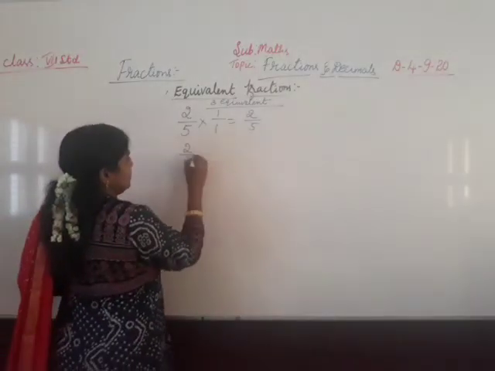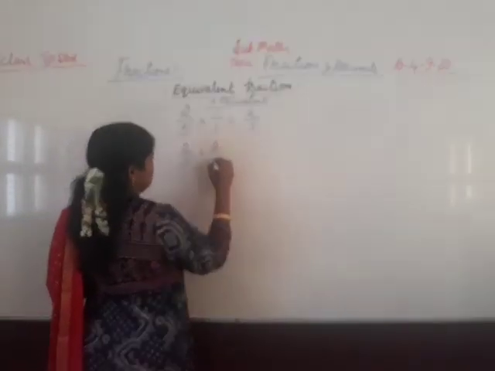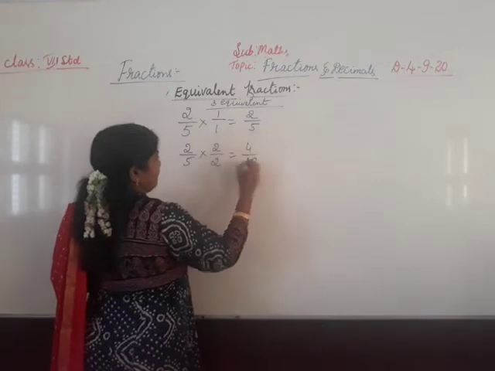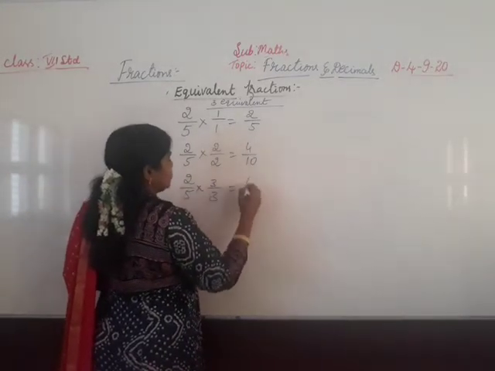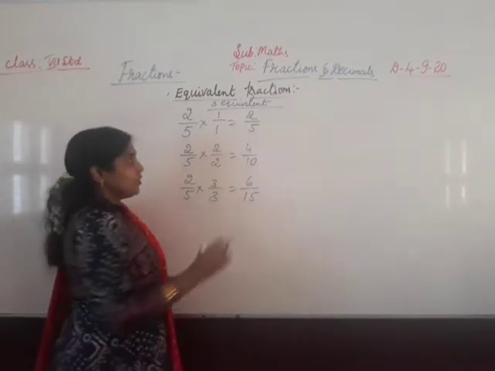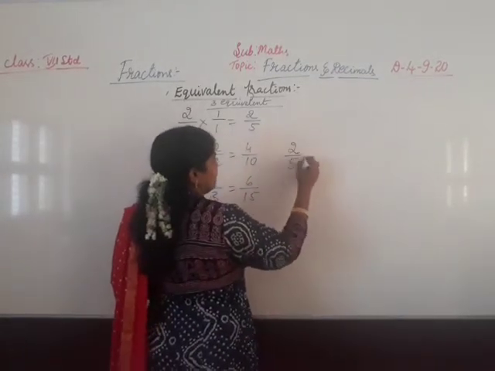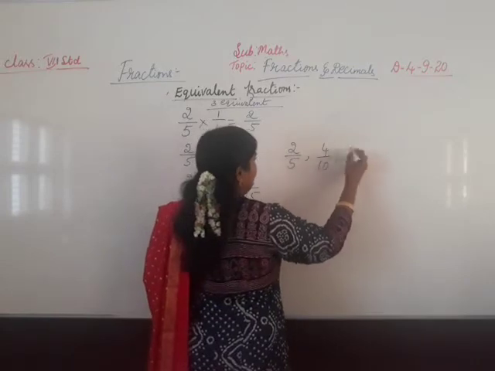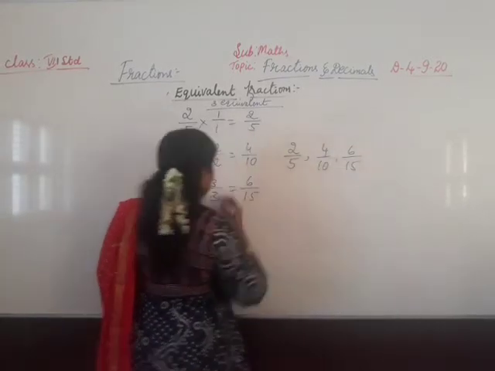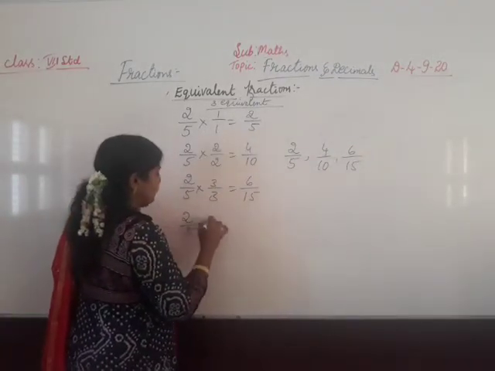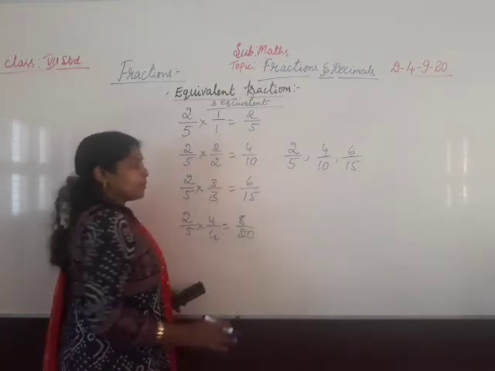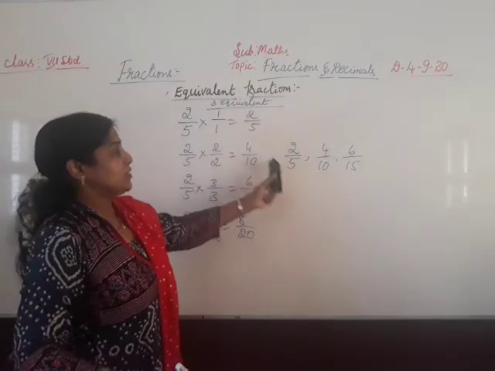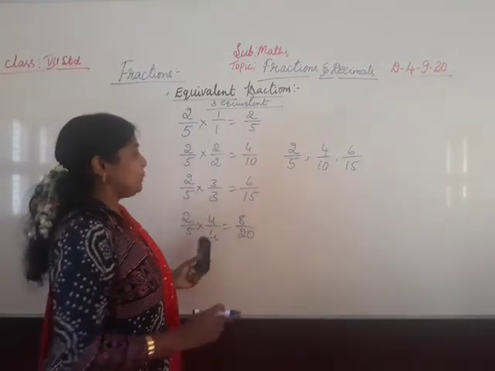So the next fraction, from which number do we have to multiply? By 2. So 2 2s are 4, 5 2s are 10. Then by 3: 2 3s are 6, 5 3s are 15. So if I write all this together: 2 by 5, 4 by 10, 6 by 15. Still we can write many. We can multiply by 4, by 5 also. Up to 3 is enough.